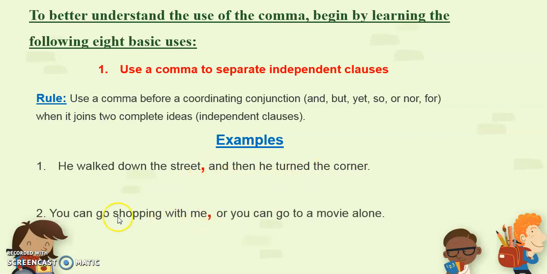The second example, you can go shopping with me, comma, or you can go to a movie alone. The 2 sentences are independent, the 2 sentences are complete. So, subject, verb, subject, verb. Correct? You can go shopping with me, comma, or you can go to a movie alone. So the comma is placed before the coordinating conjunction.